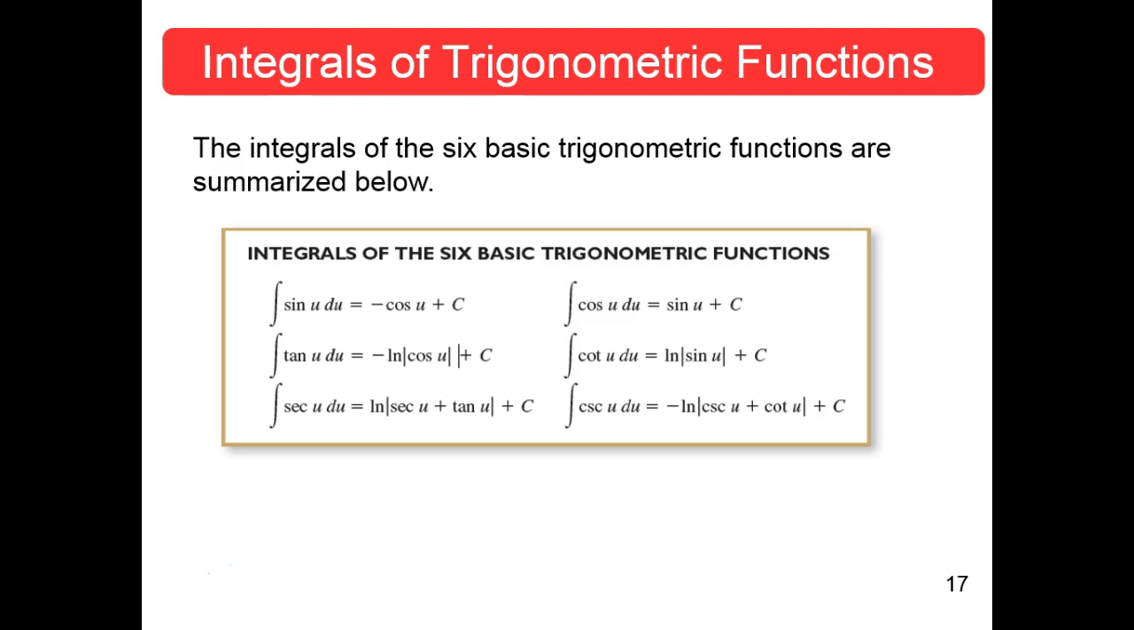How about the antiderivative of secant u? We just did that one. Anybody remember? Was it that long ago? Log of secant u plus tangent u. And then this one would be the negative log of cosecant u plus cotangent u.